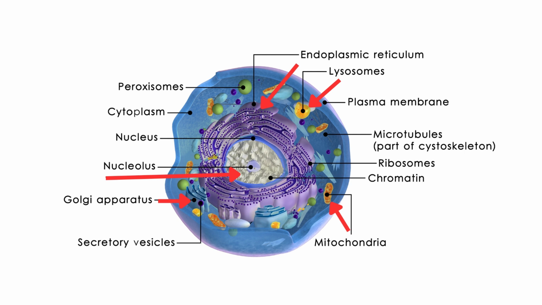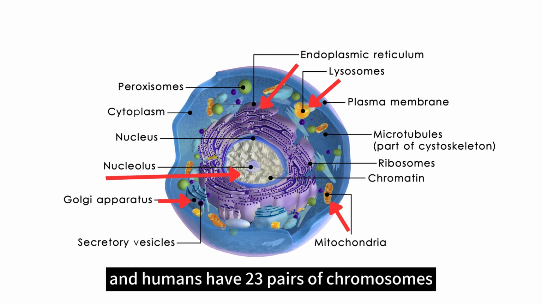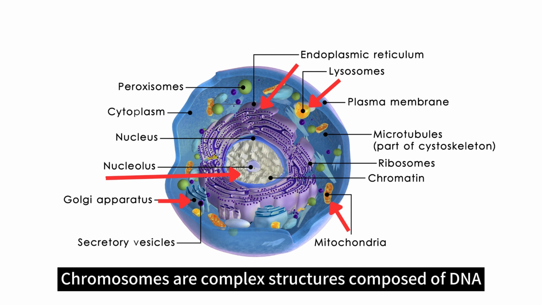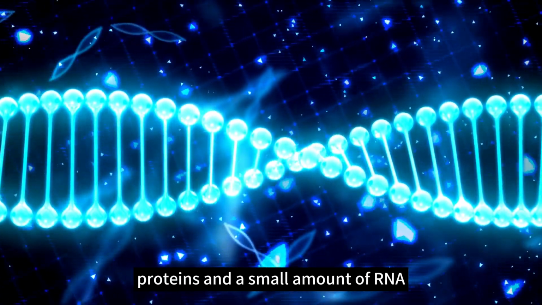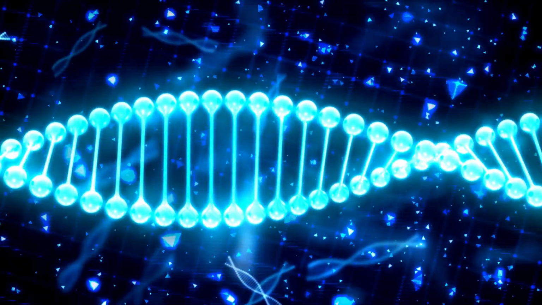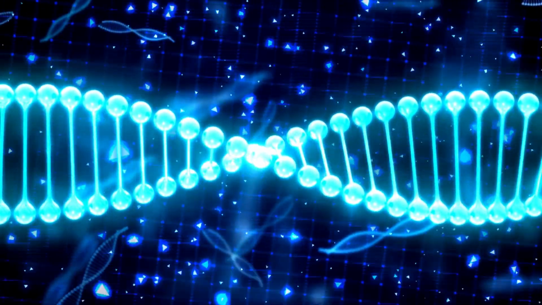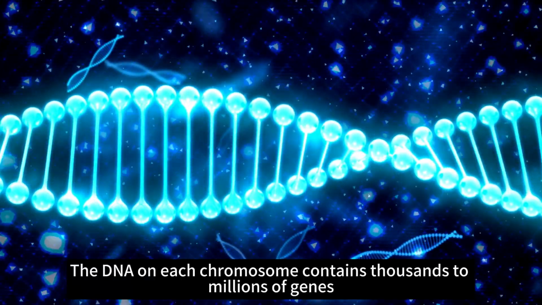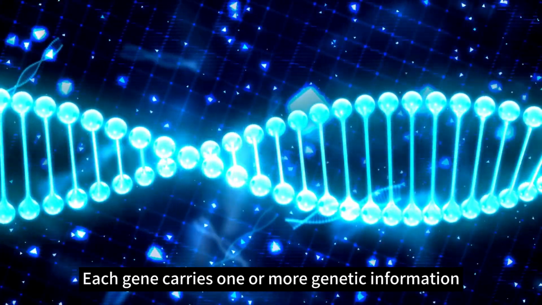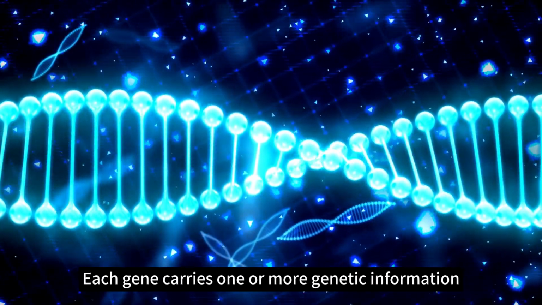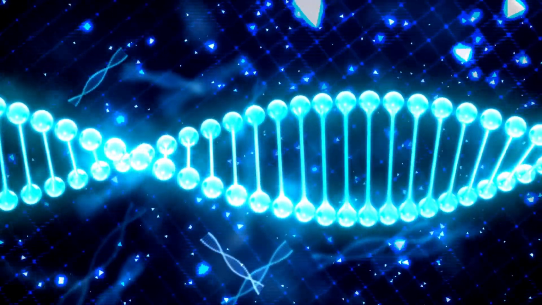Nucleus. The nucleus contains chromosomes, and humans have 23 pairs of chromosomes. Chromosomes are complex structures composed of DNA, proteins, and a small amount of RNA. Their main function is to copy and transmit genetic information. The DNA on each chromosome contains thousands to millions of genes. Each gene carries one or more genetic information, controls cell growth, development and function.